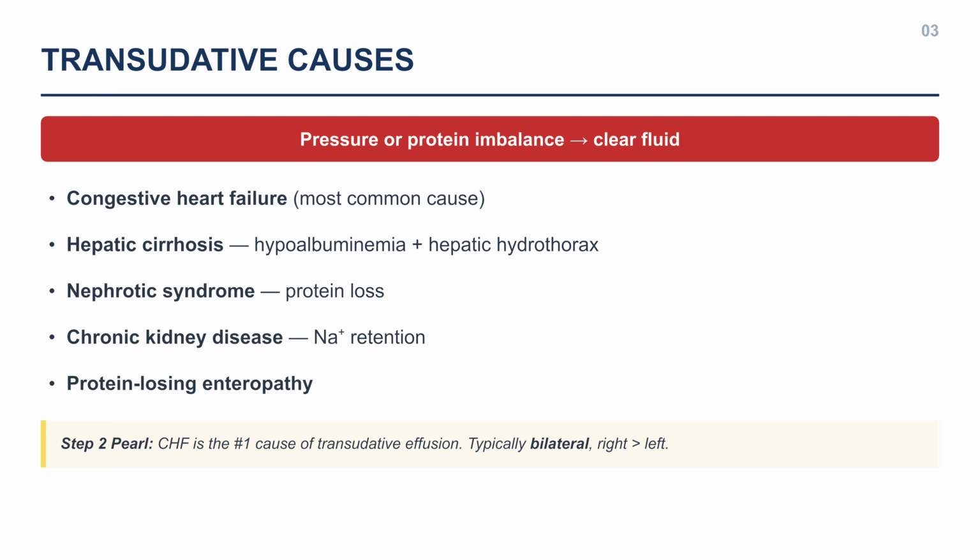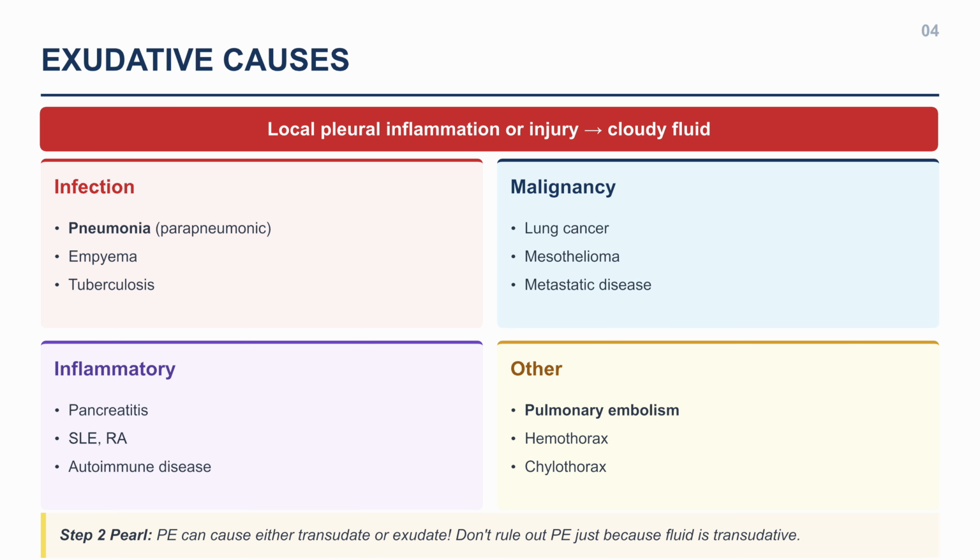effusion. Step 2, Pearl. Congestive heart failure is the number one cause of transudative effusion. These are typically bilateral, with the right side larger than the left. Exudative effusions come from local pleural disease that increases capillary permeability. The major categories are infection, including parapneumonic effusion, empyema, and tuberculosis.